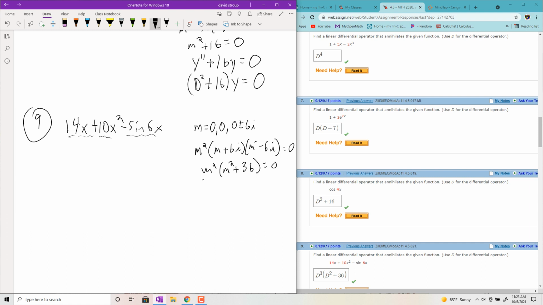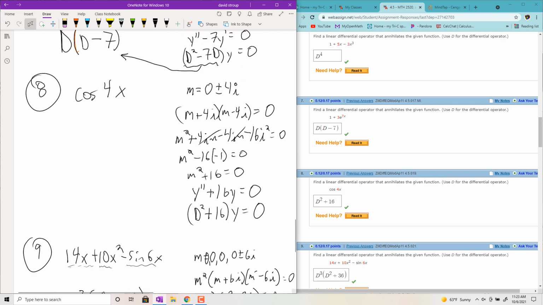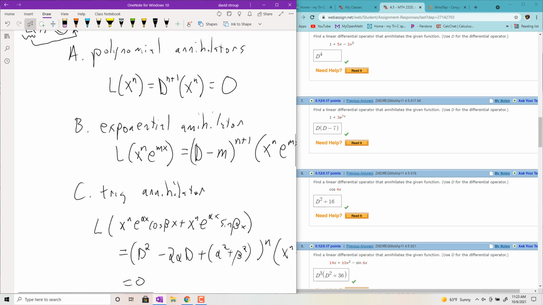Actually, you need another 0, right? The first would give you c, and then the second one would give you cx, and the third one would be cx squared. So this should actually be m cubed. So our annihilator for that would be d cubed times d squared plus 36. And if you follow the formulas that I gave you, you're going to get the same thing, right?